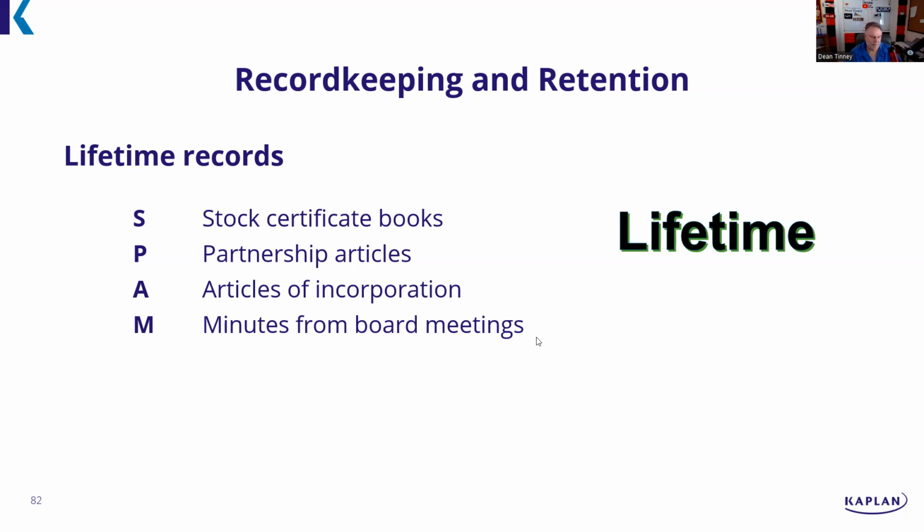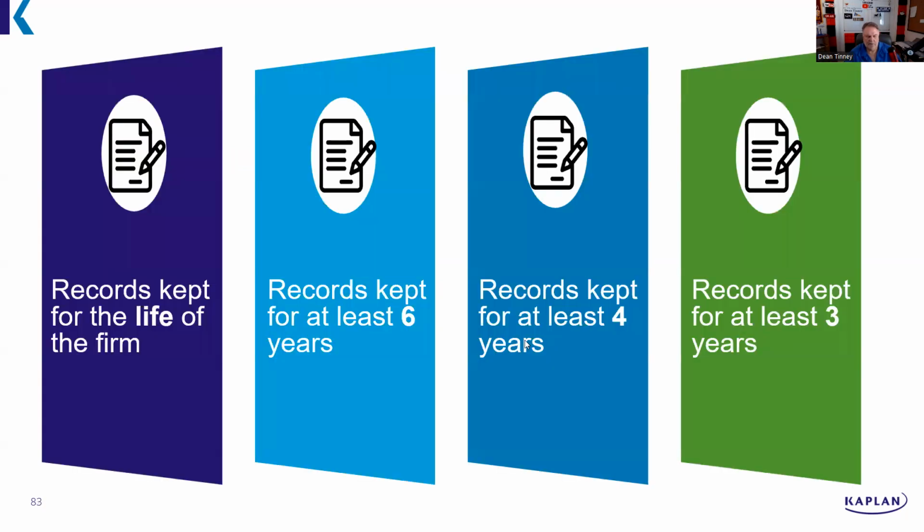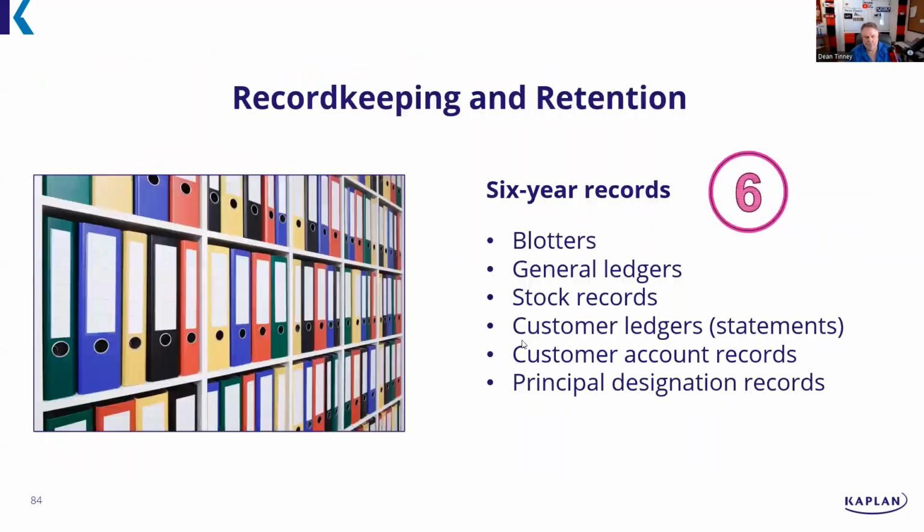So after SPAM, then it's 65432, right? 65432. So 6-year records, I think of 6-year records of items of original entry. If I think you're cooking your books, you could fake these records, but it would take a little more ingenuity. So 6 years of blotters, that's the stocks bought and sold by the customers.